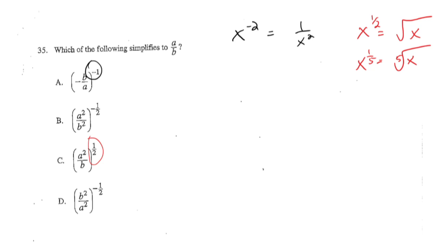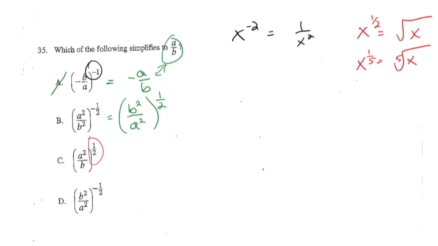So if we're looking at 35, I see that letter A here, if I have a negative exponent, I'm going to take the reciprocal, so that's going to give me negative a over b. That doesn't look the same, so that is not the answer. This one here, I have a negative exponent, so I'm going to flip it first. So I'm going to get b squared over a squared. Now that makes my exponent positive.